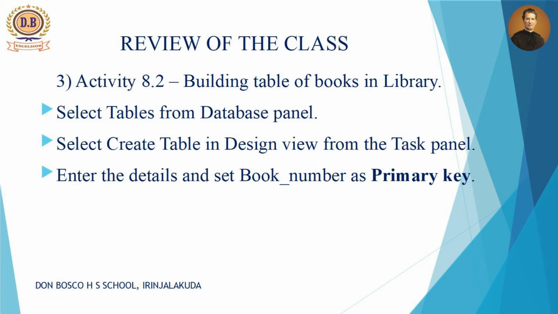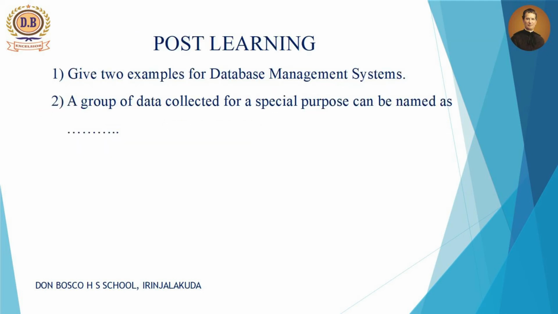Next, we discussed the second activity, how to build a table of books in the library. For that, select tables from the database panel. Select create table in design view from the task panel. So three main panels are there: the database panel, the task panel, and after creating the table, the work area panel. Then enter the details in that table, and make one particular field, which should be non-repeating, the primary key, and set book number as the primary key.